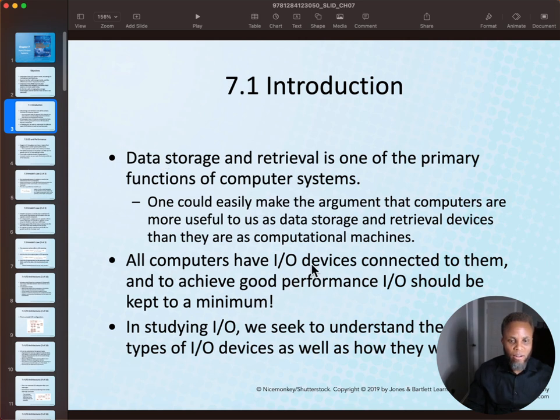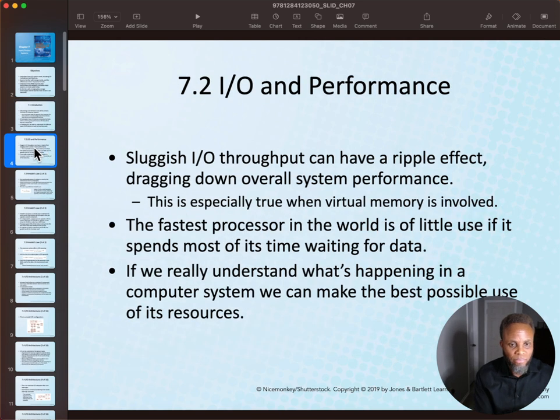It says all computers have I/O devices, right? You talk about your keyboard, you talk about your mouse, you talk about your monitor. This is I/O. Your camera is I/O, your speaker, your microphone is I/O. So these are the things that we call peripherals, how the computer gets information into it. And your monitor or your speaker are output systems because this is how the computer outputs information from it. Okay, so this is I/O.